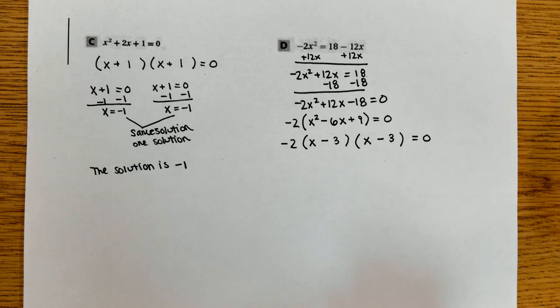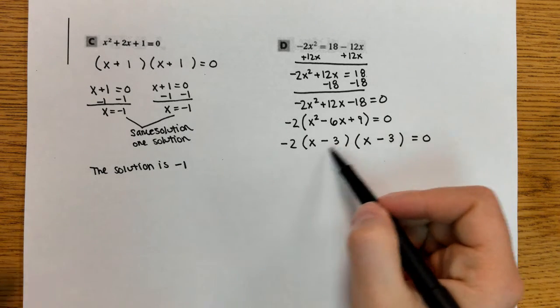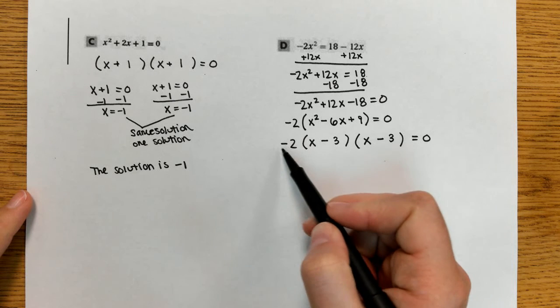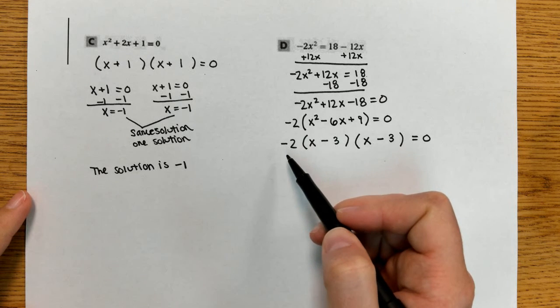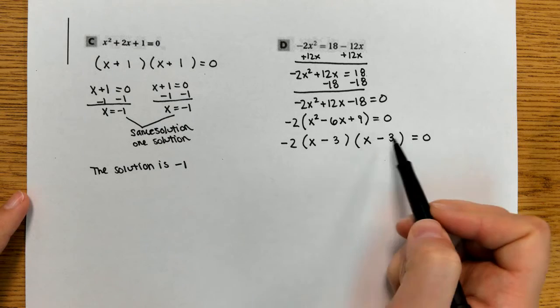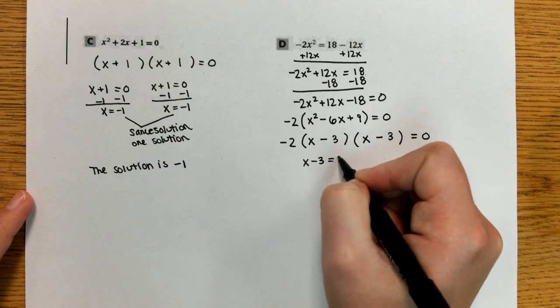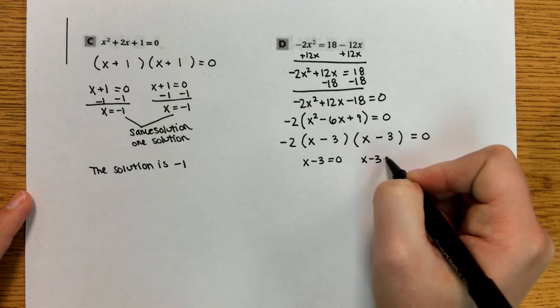equals 0. So now I'm going to set each factor equal to 0. So here, this GCF that we pulled out, that's not going to help us at all. We only look at the factored form inside the parentheses. So I'm going to set x minus 3 equal to 0, x minus 3 equal to 0.